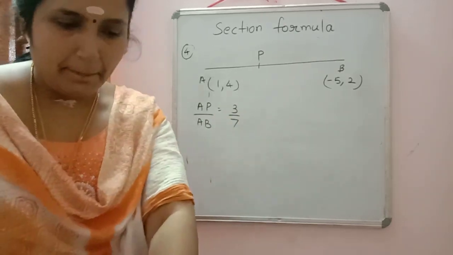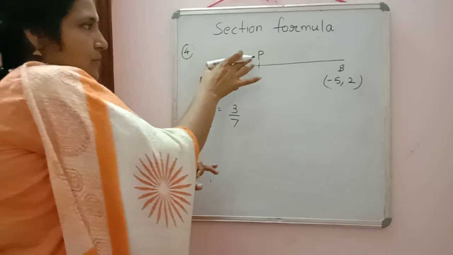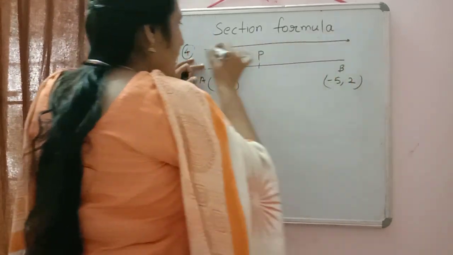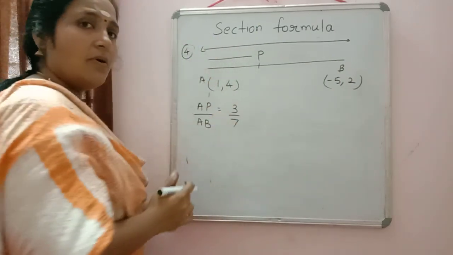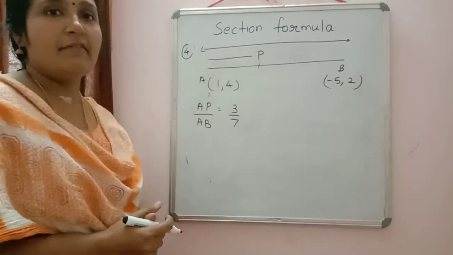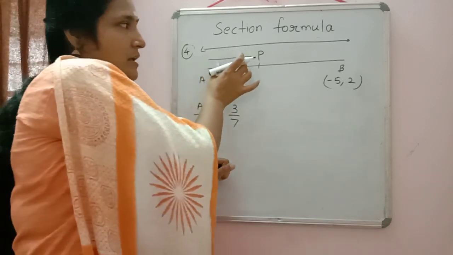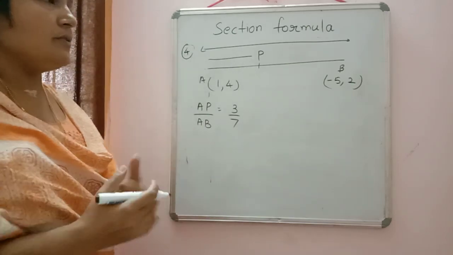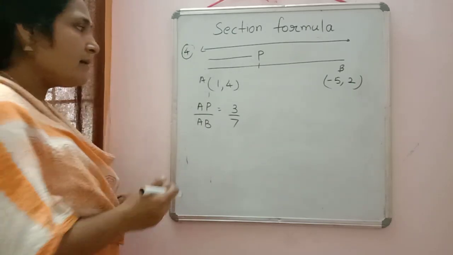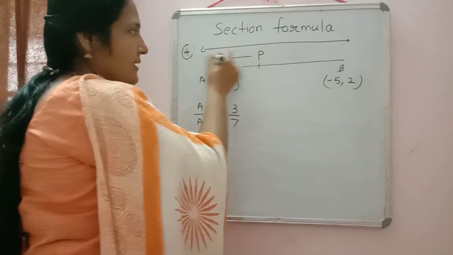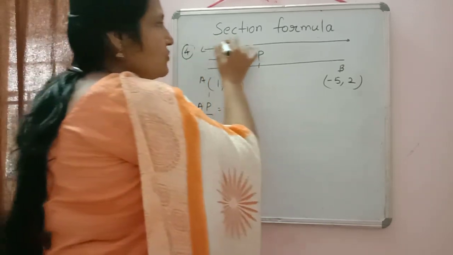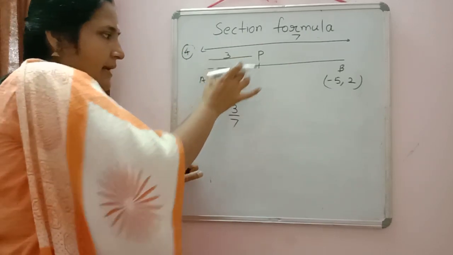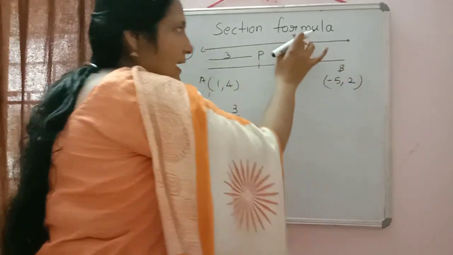It means AP and the whole segment AB are in the ratio 3:7. But we can use the section formula only when we know these two ratios. We should know what AP and PB are. Then only we can use the section formula. So we can check there. I am taking AP as 3 and total AB as 7.